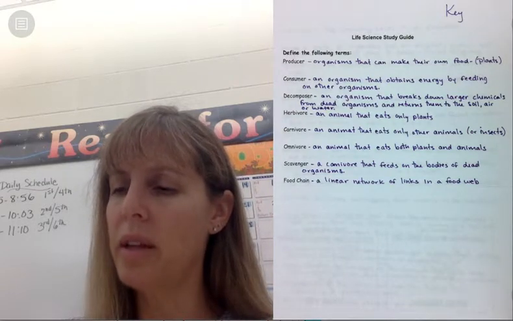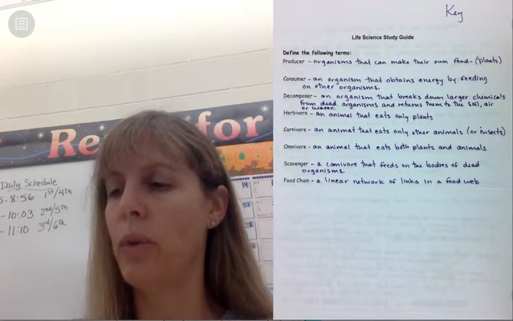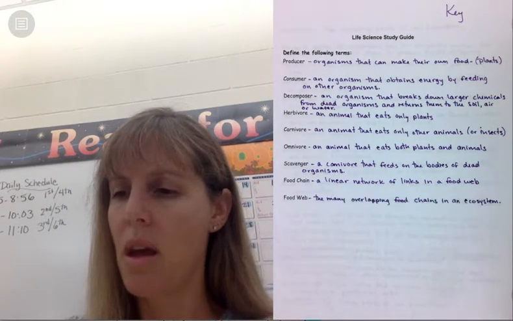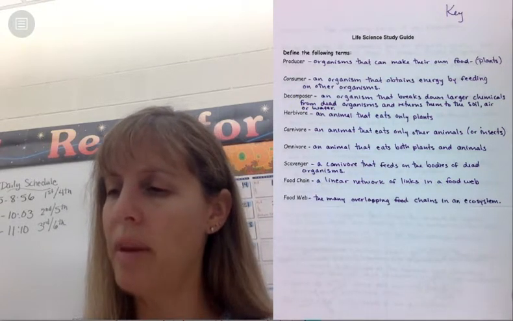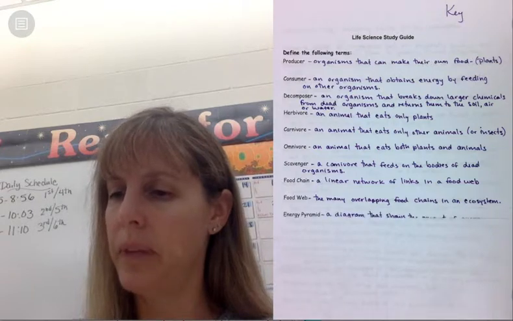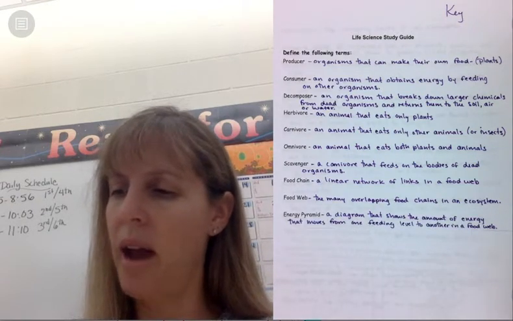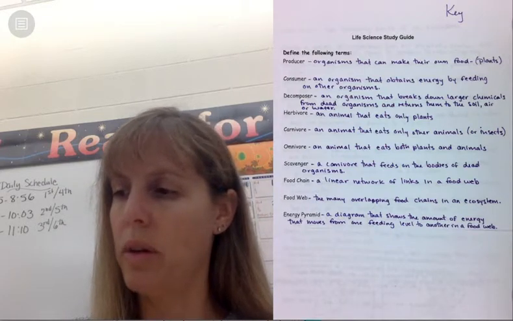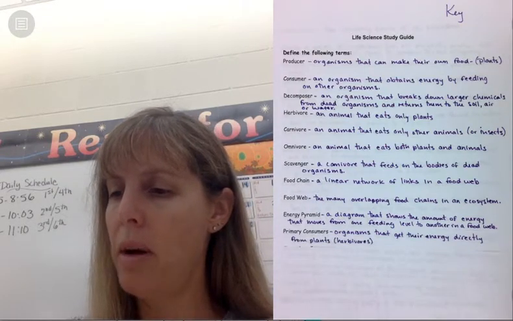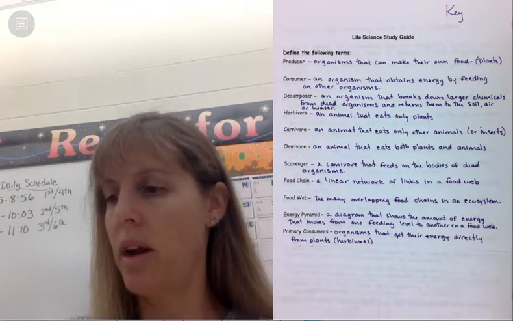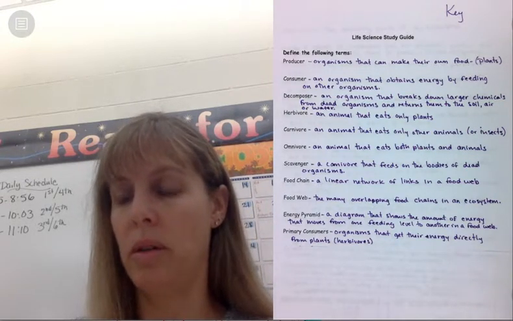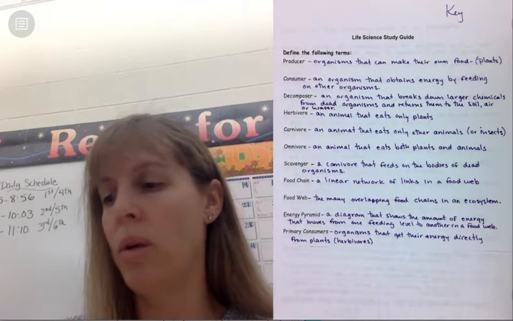A food chain is a linear network of links in a food web. Remember, linear means in a line, okay? Food web is the many overlapping food chains in an ecosystem. An energy pyramid is a diagram that shows the amount of energy that moves from one feeding level to another in a food web. Primary consumers are organisms that get their energy directly from plants, and they're always herbivores, okay? Primary consumers are always herbivores.